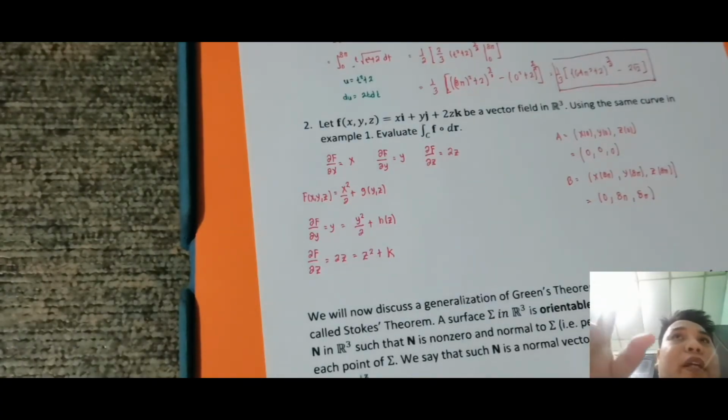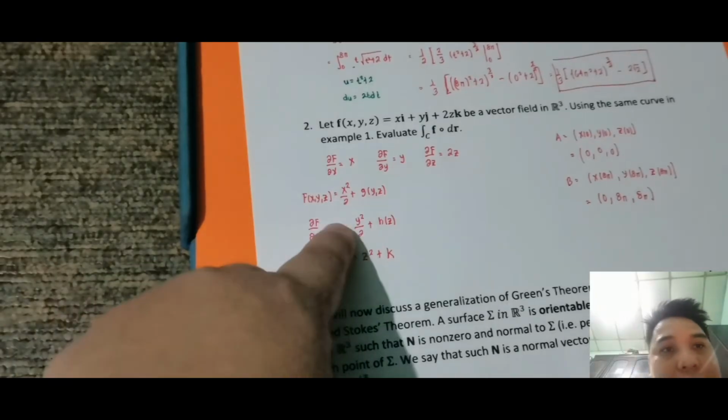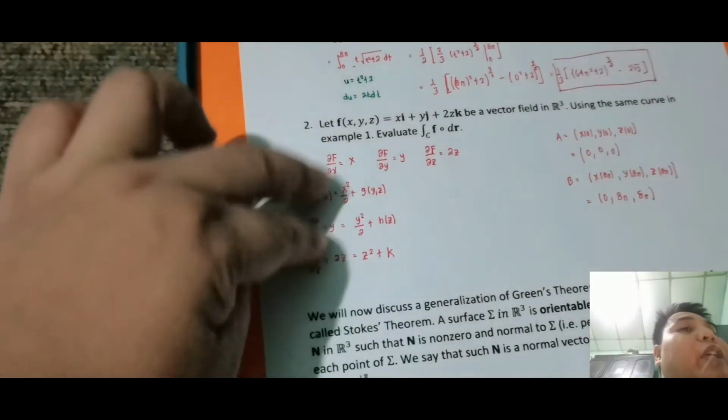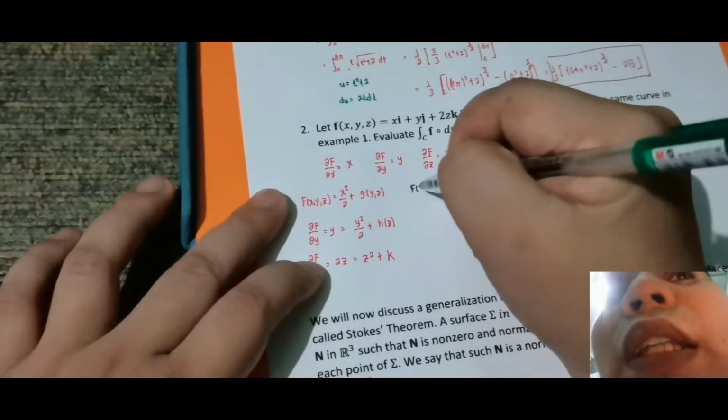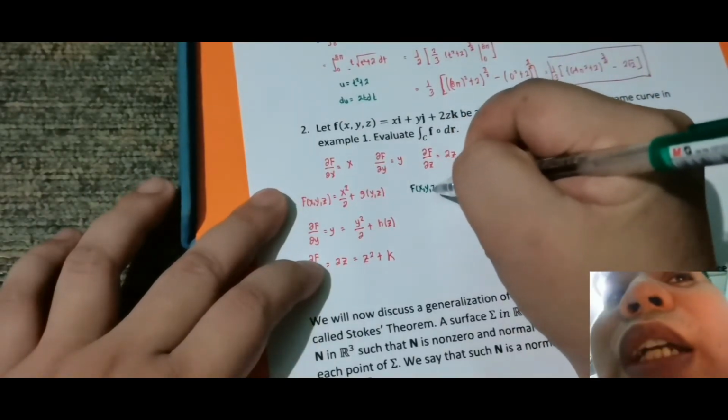Kunyari nakita mo xy, xy. Kunyari may xy dito, may xy dito, tapos dito wala. Kukunin ko pa rin xy. So ulitin ko ha. So mangyari dito, yung magiging potential vector natin ng f of x, y, z.